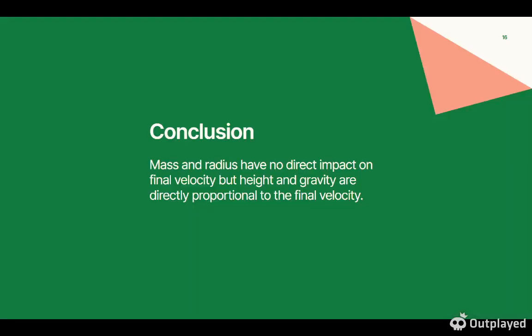Possible errors. Like I said, friction was not incorporated. This was an entirely computational experiment, meaning that I didn't have any real-world data to compare it to. And the coding may have been off since I did write it. Conclusion. Mass and radius have no direct impact on final velocity, but height and gravity are directly proportional to the final velocity.